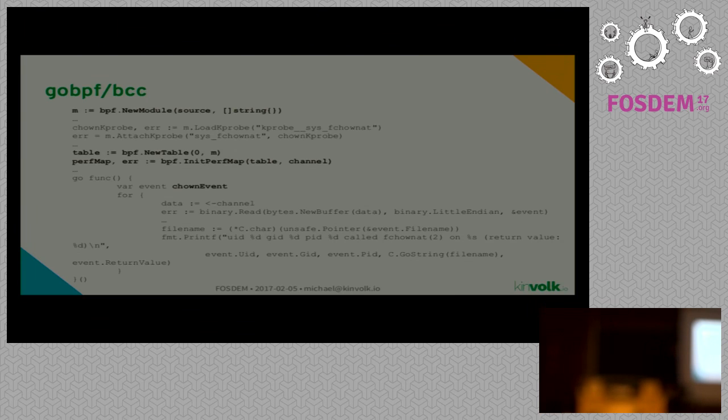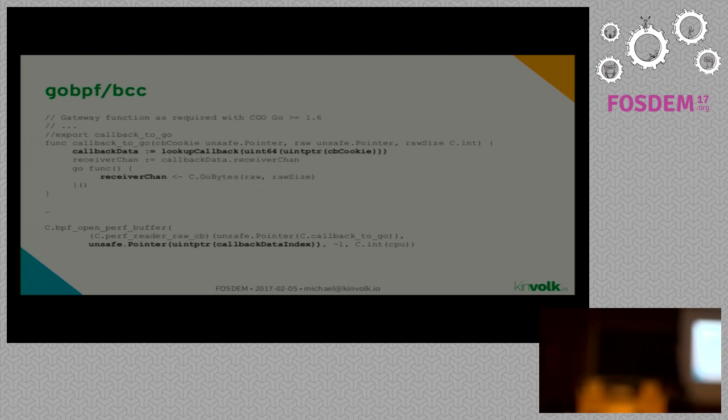And in Go.mp4 BCC, it looks like this. We open a perf buffer, and we give it a callback cookie. And then we have a gateway function which takes the cookie, looks up the handler data, and sends back the event data.